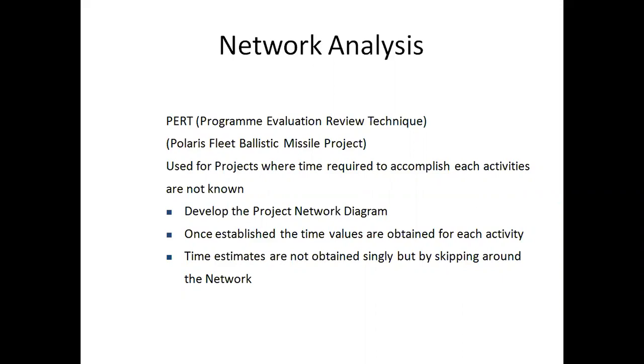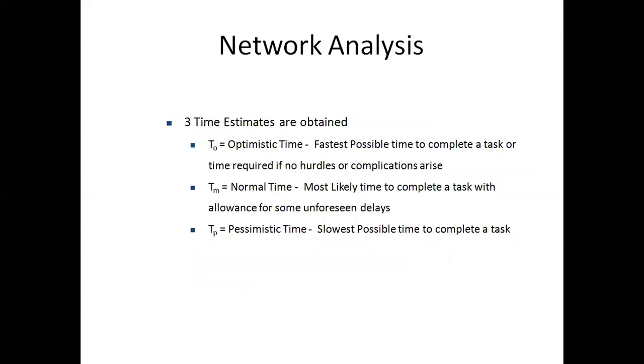for each individual job or activity will take. So we have to develop the project network diagram. Now, once established, the time values are obtained for each activity, and the time estimates are not obtained singly, but are obtained by skipping around the network. By skipping around the network, we mean there are 3 time estimates.